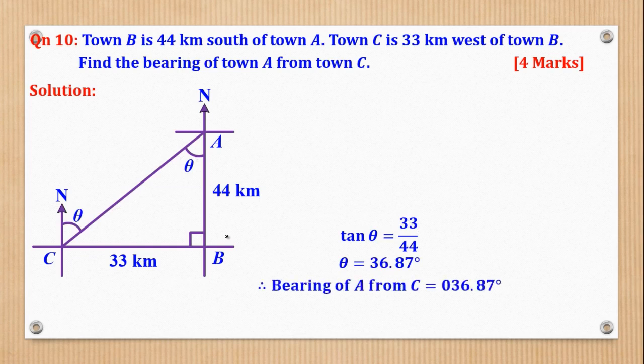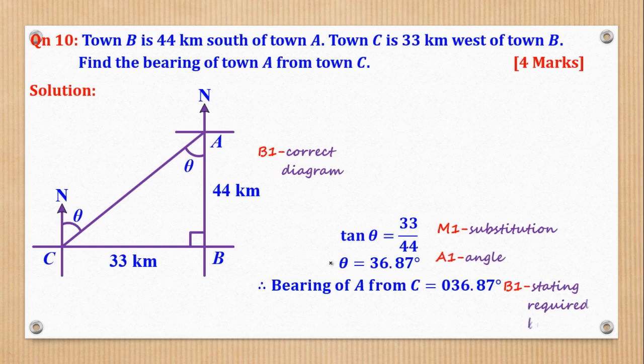Therefore, the bearing, remember bearing has 3 digits. So it will be 036. So if you stop here, then you'll have missed the mark for stating the bearing. So B1 for the correct diagram, substitution, angle, and stating required bearing.